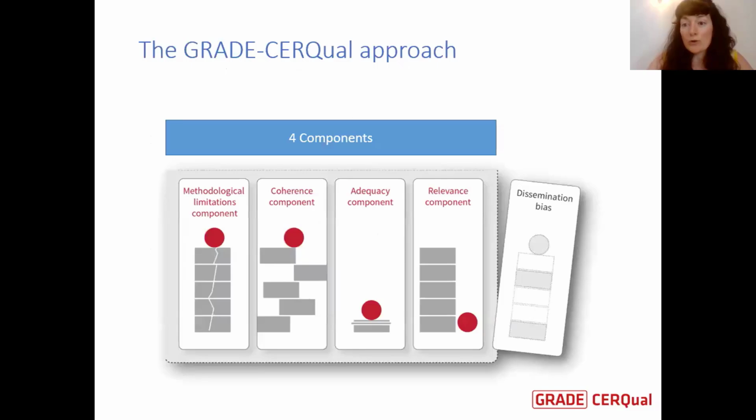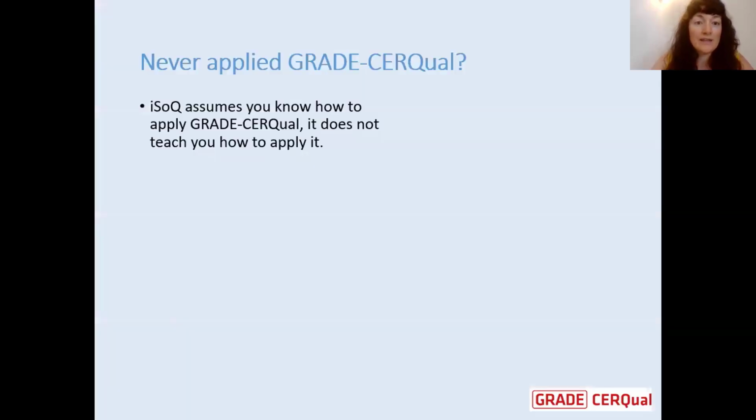The GRADE-CERQual approach has 4 components, meaning that when you're making an assessment of how much confidence to place in a single review finding, you're first doing an assessment of these 4 things: the methodological limitations, coherence, adequacy, and relevance. On the basis of those 4 assessments, you're making an overall assessment of confidence. It's either high confidence, moderate confidence, low confidence, or very low confidence.